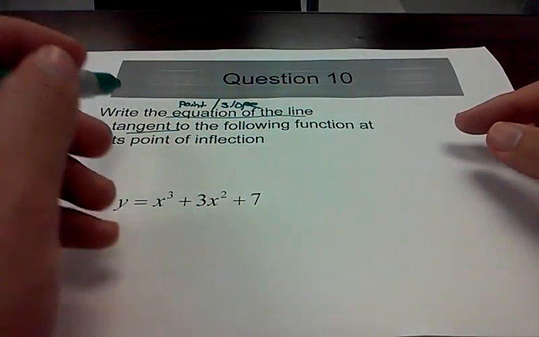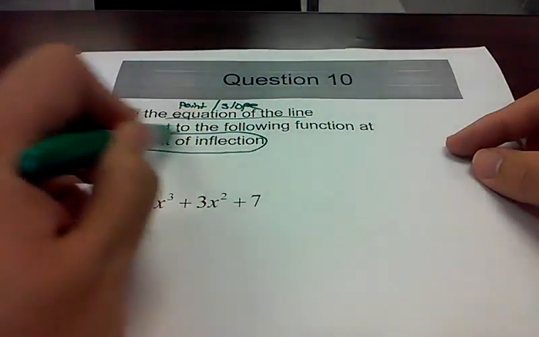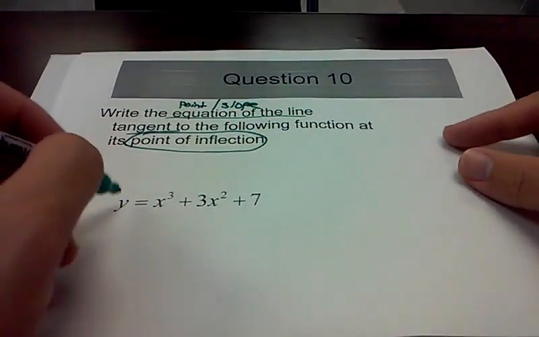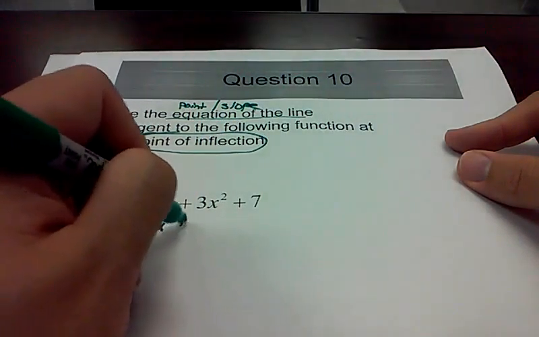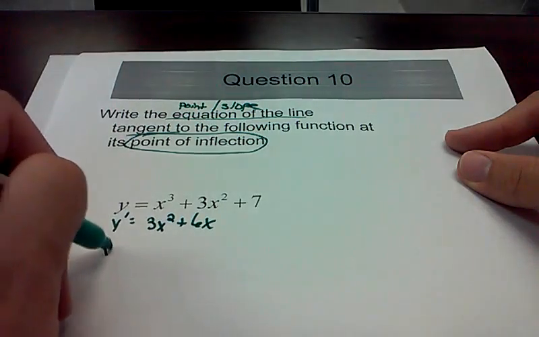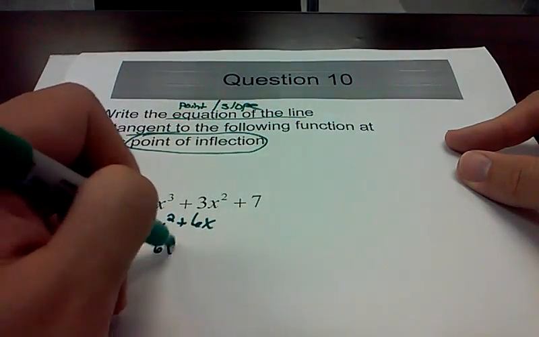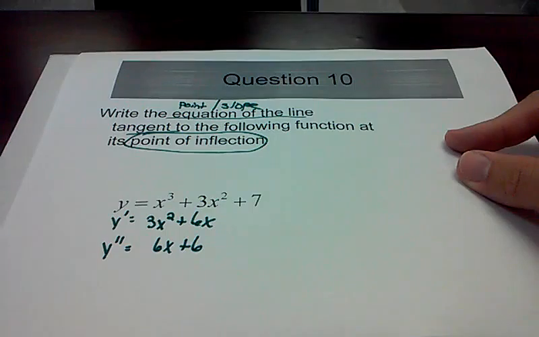Notice that it won't give us the point at the point of inflection. Well, the point of inflection is found with the second derivative, so that's what I'm going to do first. I'm going to take the derivative and get 3x squared plus 6x, so that's my first derivative, and then take the derivative again, that will be 6x plus 6, so there's my second derivative.